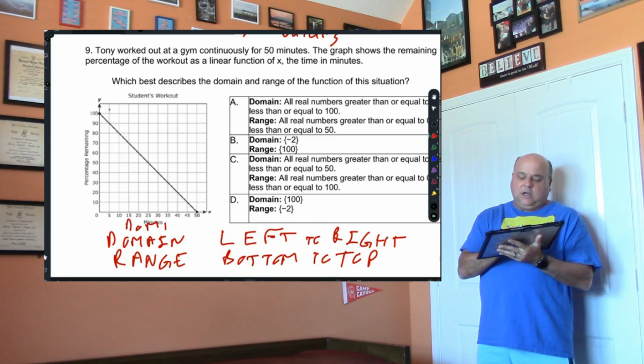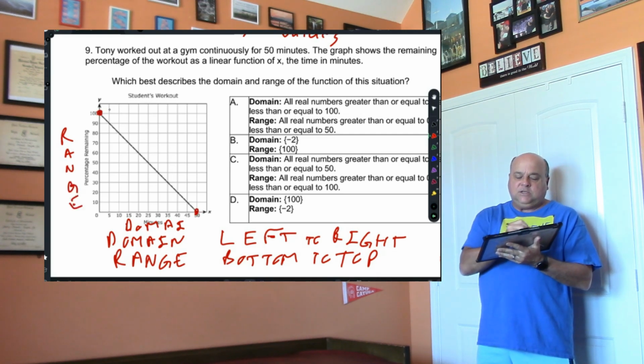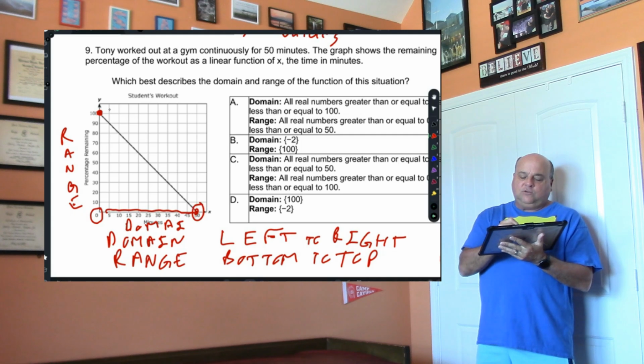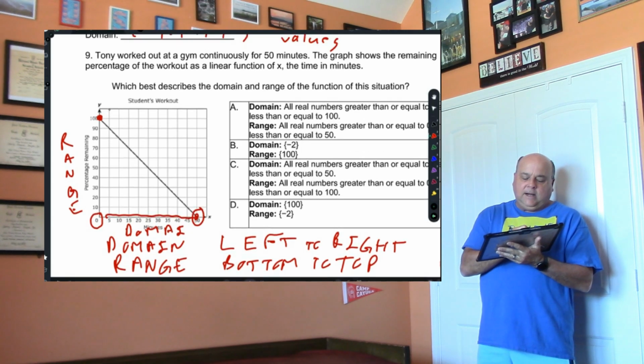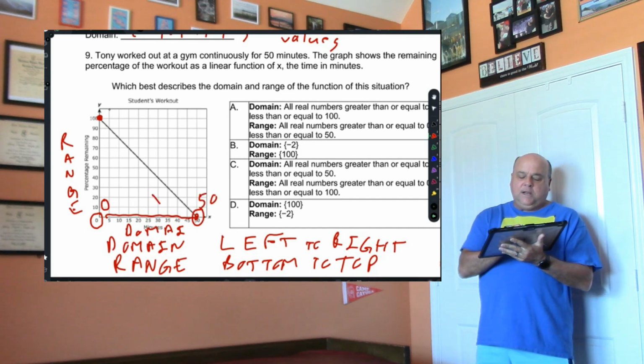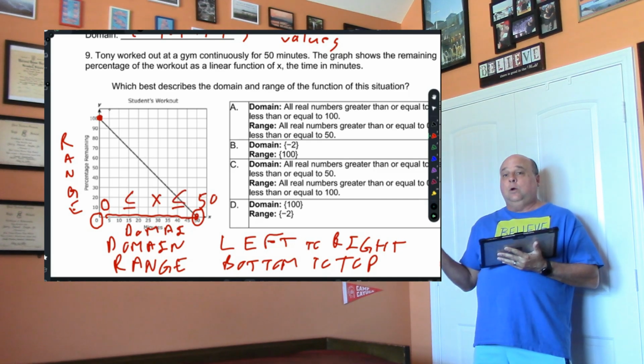So look at this one. Our domain is going to be the x's, and our range is going to be our y's. Let's do our domain first. The graph starts here and ends here. So on the domain, it starts here and goes to here, doesn't it? The domain goes from 0 to 50, doesn't it? You would put an x, and it has closed dots you would put less than or equal to. So it's all the numbers between 0 and 50.